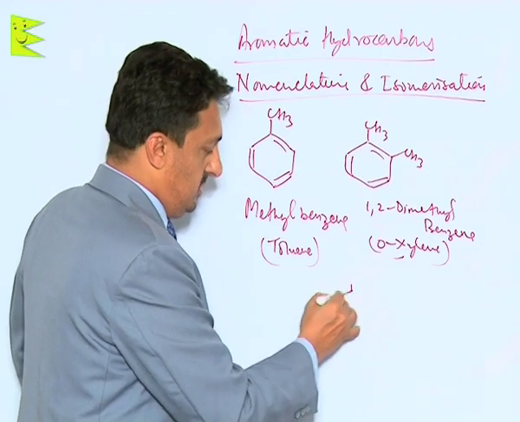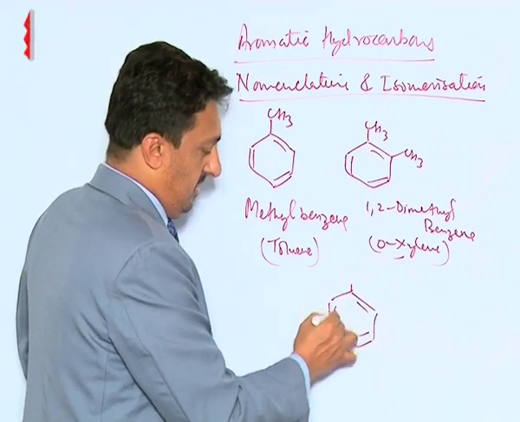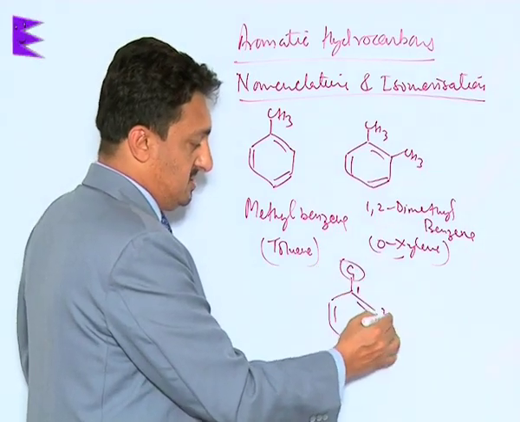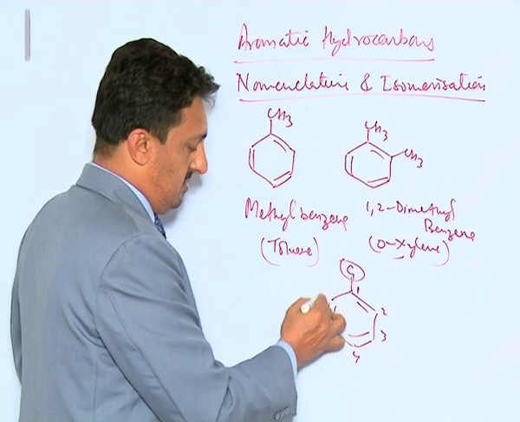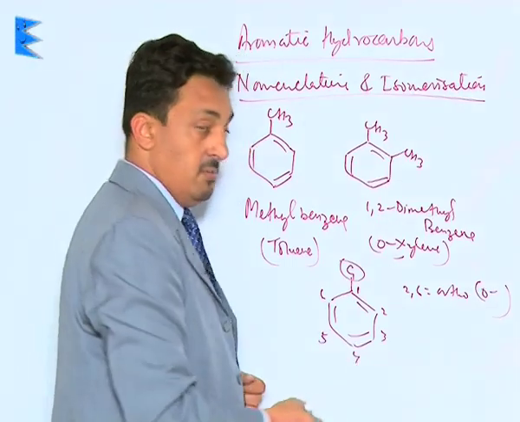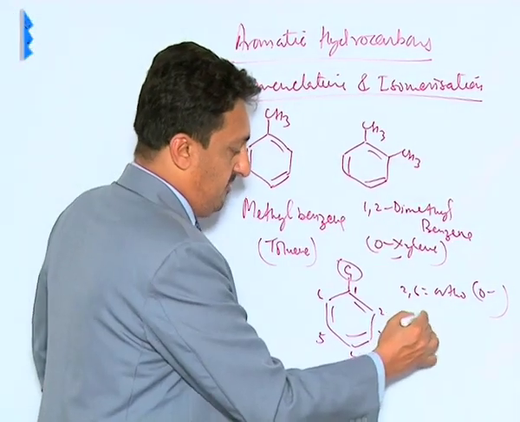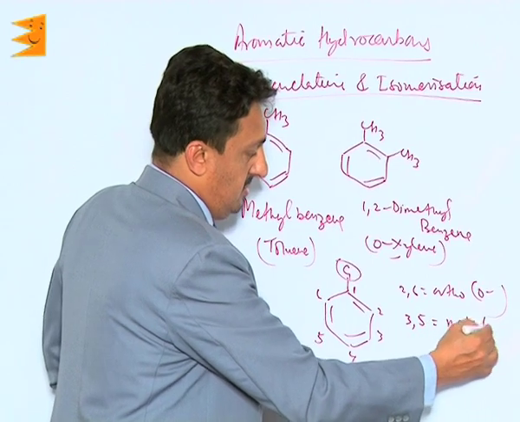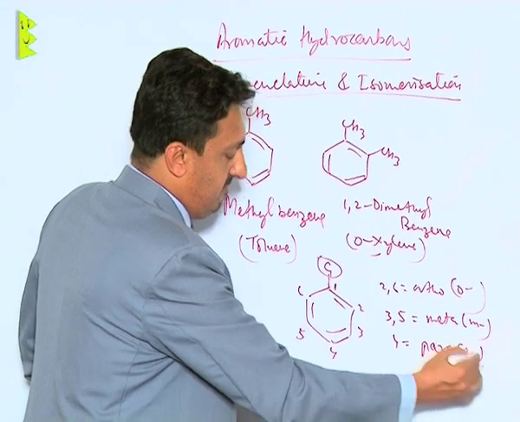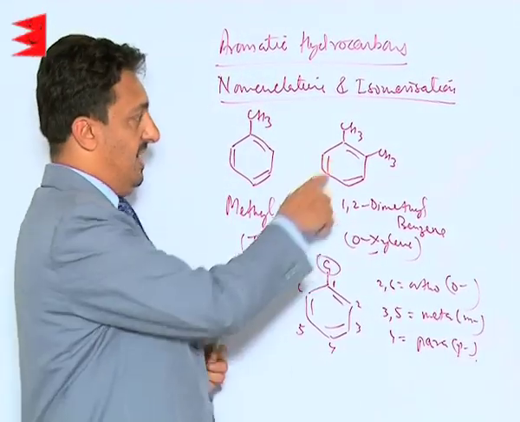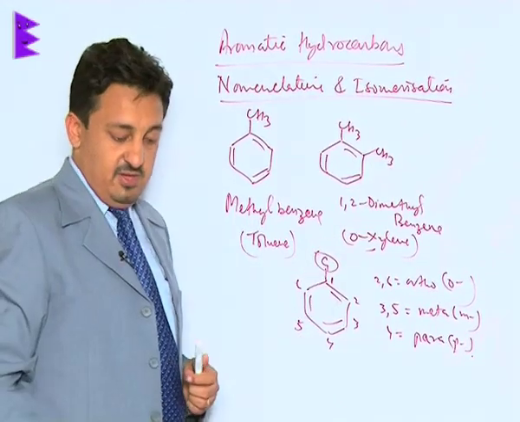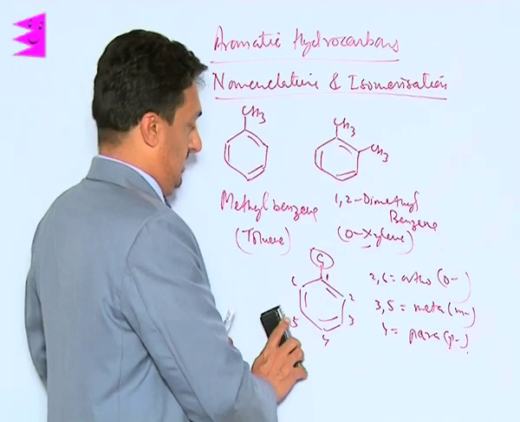Ortho means what? We need to know this. When benzene is having 1 group attached to it, and if we start numbering from it in a clockwise way, the position number 2 and 6 are called ortho. We give a symbol O in the common nomenclature system. The position number 3 and 5 are called meta. We give a symbol M. And the position number 4 is called para. The symbol is P, opposite. So if this is taken as the major one, the next one is ortho to it. That's why it's called orthoxylene. So this is how we name them.